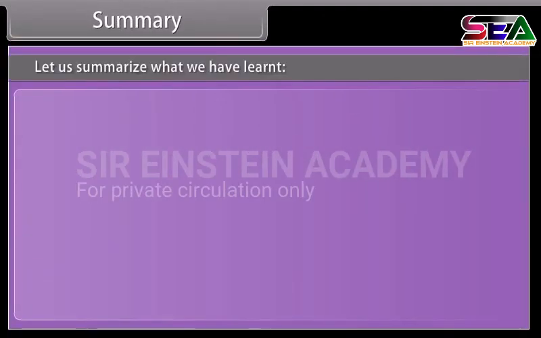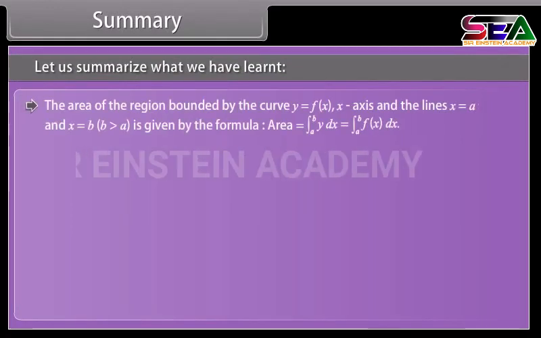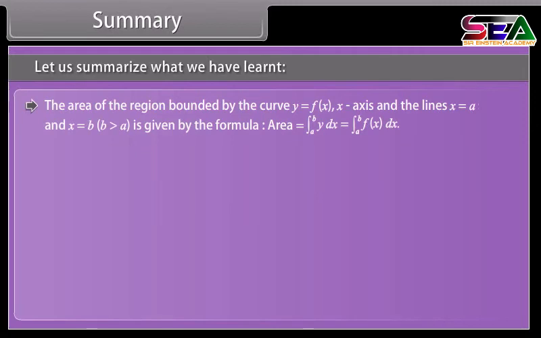Summary. Let us summarize what we have learned. The area of the region bound by the curve y equals f of x, x-axis, and the lines x equals a and x equals b, where b is greater than a, is given by the formula area is equal to integral from a to b of y with respect to x, equals integral from a to b of f of x with respect to x.